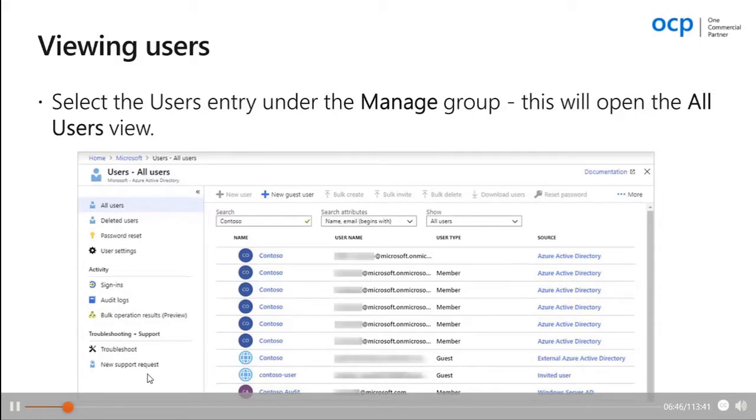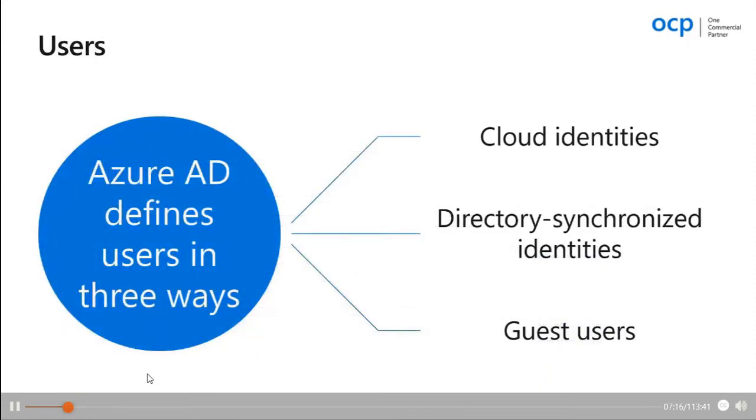To see what users we have in our Azure Active Directory, we can just go to the users entry under the management group, and this will open the all users view. Then you can see, like on the screenshot, all the users that you have there. You can always search for specific users, and then of course it will show just a small subset of those users.